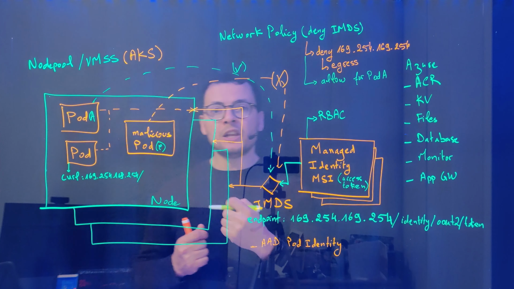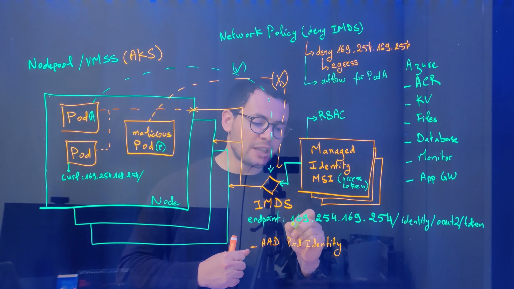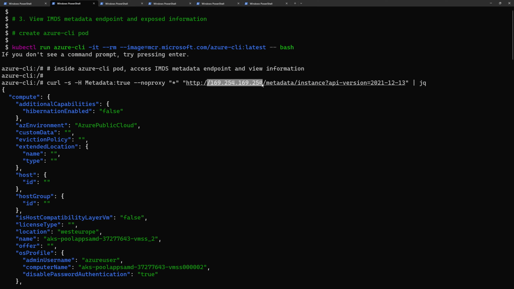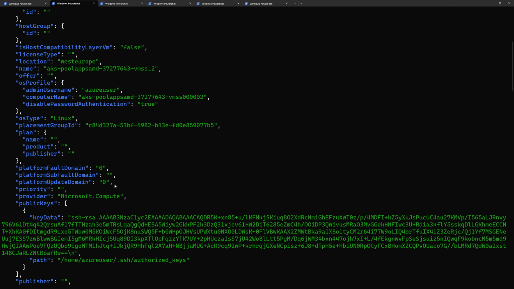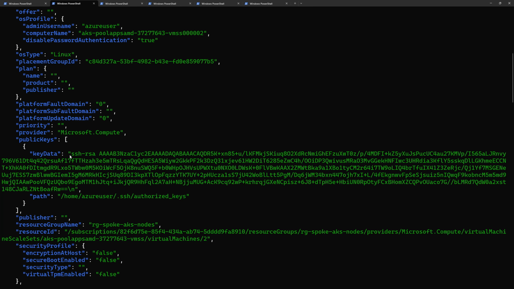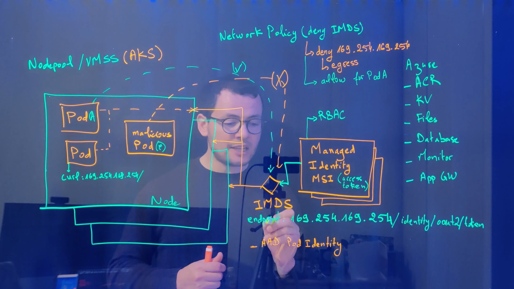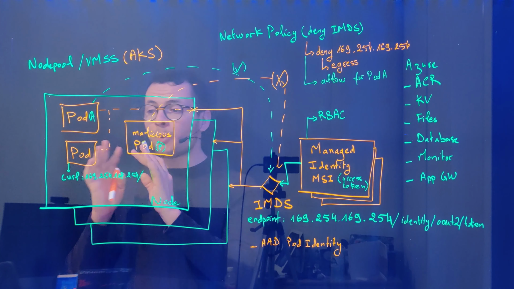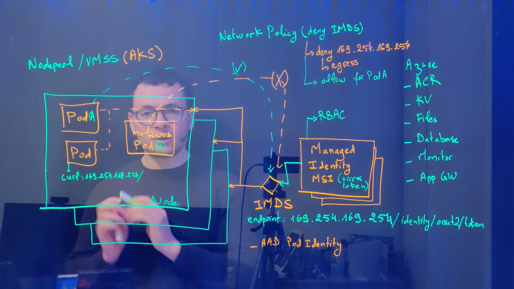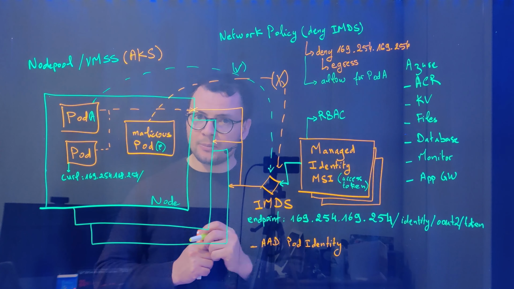Those virtual machines will have access to the IMDS, which will expose an endpoint, 169.254.169.254, that will expose some metadata information like the name of the resource group, the name of the resource, the subscription ID, and the tags associated to those virtual machines. And that endpoint is accessible only to those virtual machines and to the pods running inside those virtual machines. This means all these pods will have access to that IMDS.